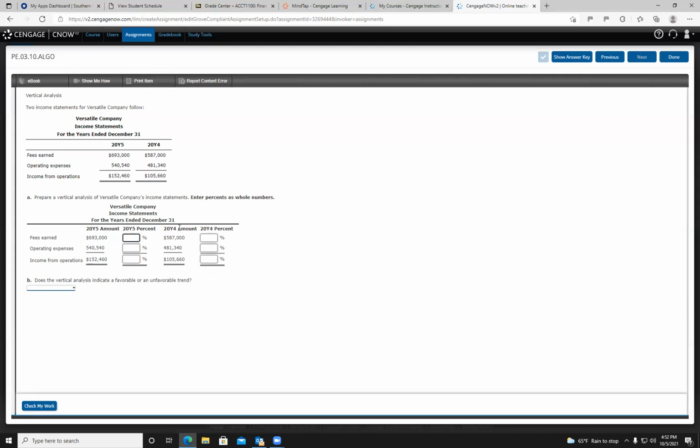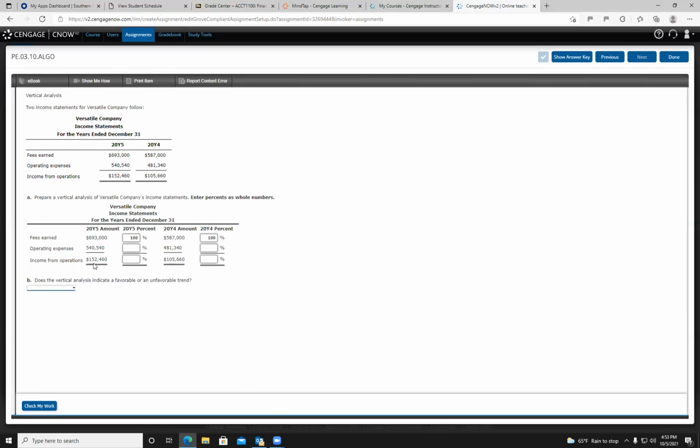Right off the bat, you're going to enter 100% behind your fees earned. This is your base. What I mean by your base is this is what you are going to work off of when vertically analyzing these 2 years' income statements. This is why we call it a vertical analysis. We want to know what percentage of revenue went to operating expenses and what percentage of revenue went to your overall income. So how do we come up with that?